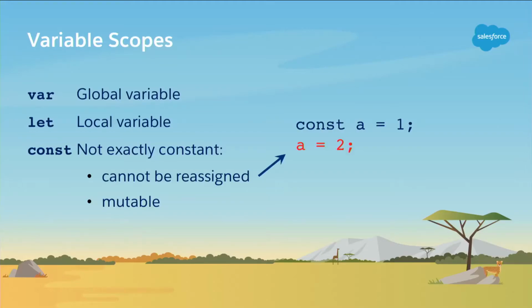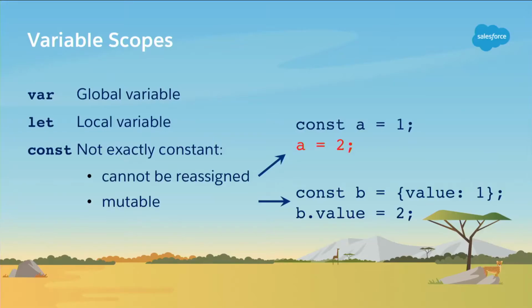This will throw an error. If you assign 2 after having declared 1 as the initial value, this will throw an error. So that is good because sometimes you don't want to override a value. But as I said before, it's not exactly a constant. So it is something we call mutable. You can change its value. You cannot reassign it, but you can change its value.